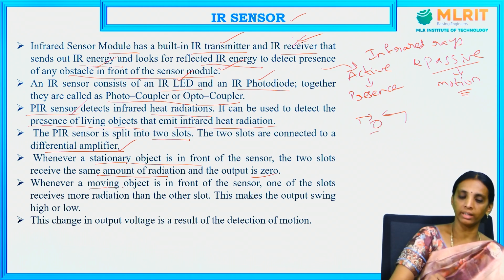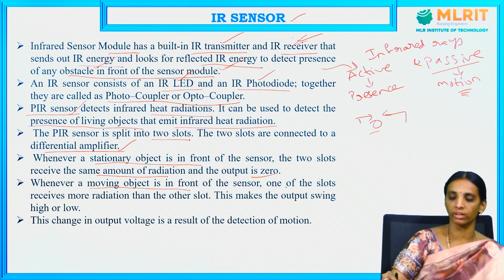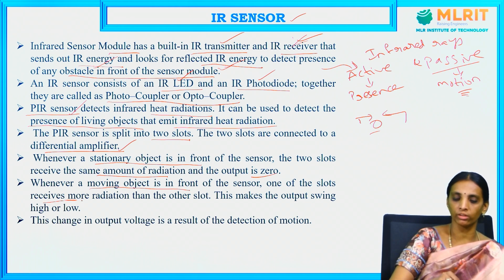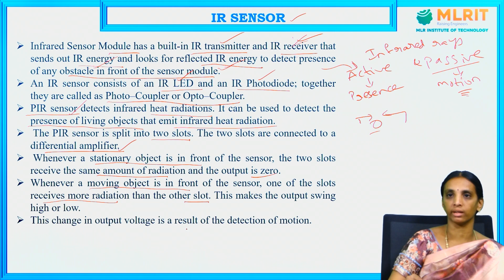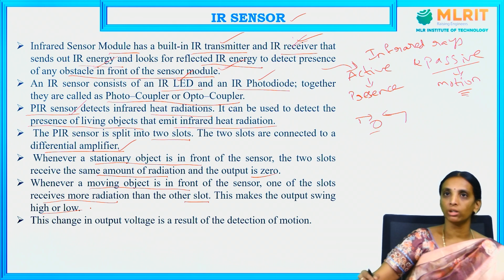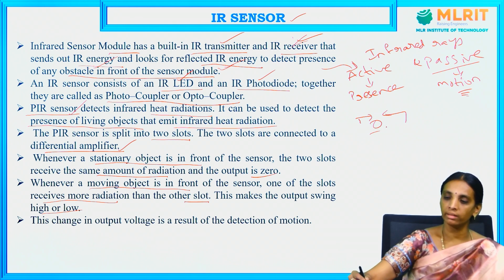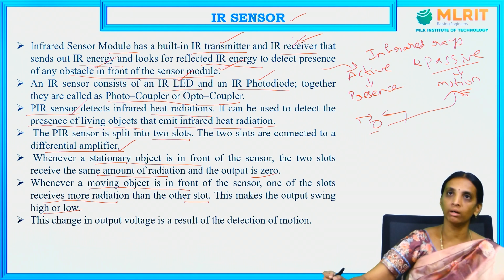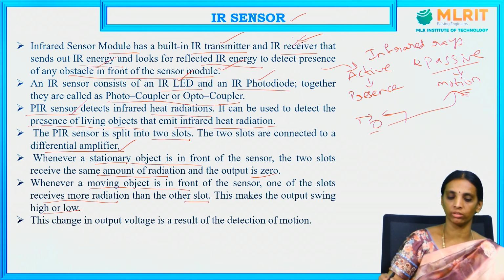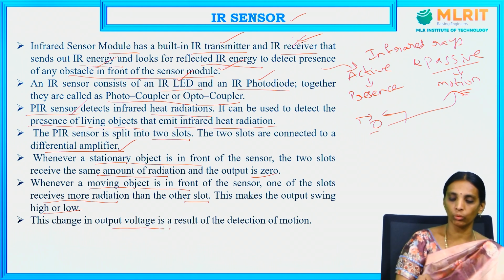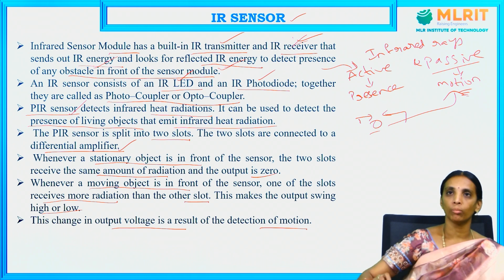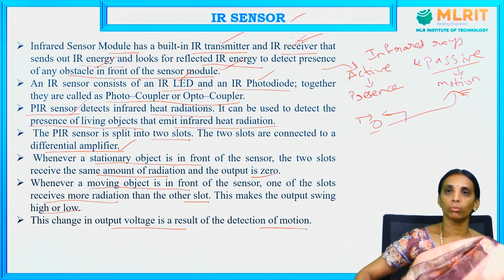Whenever a moving object is in front of the sensor, one of the slots receives more radiation than the other. Then we get a difference between the two input slots, and hence the output swings to either a high or low position, which is used for detecting the motion. This change in output voltage results in the detection of motion. In this way, the PIR sensor detects the motion of the target.